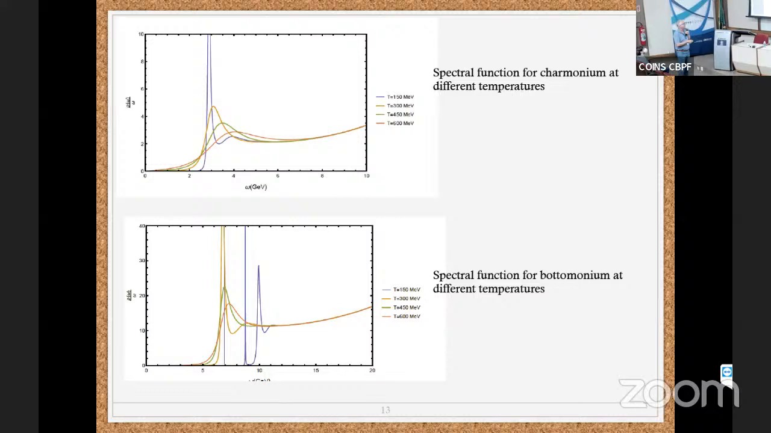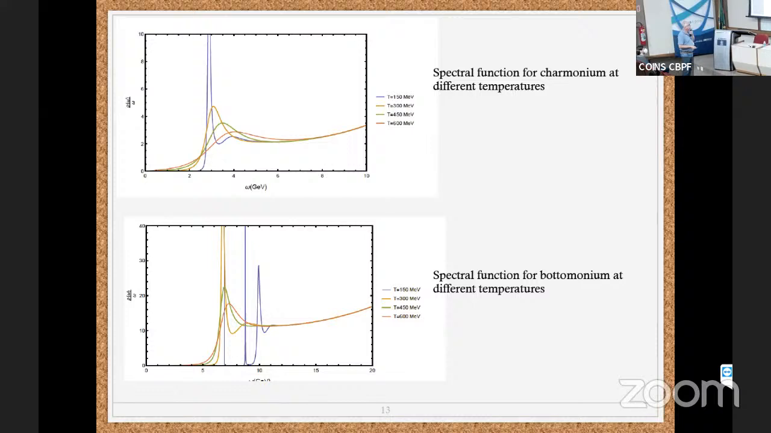Okay. And then if you increase the temperature, the peak will become wider, the height of the peak decreases, the width increases, okay? This corresponds to dissociation. When the particle is completely dissociated, there is no peak, okay? And we obtain this kind of result.